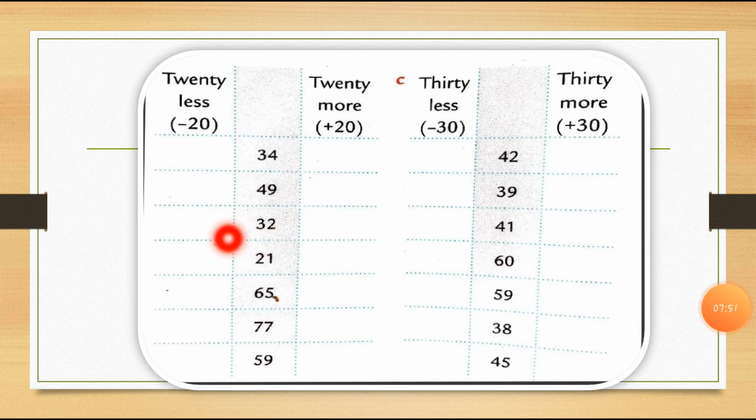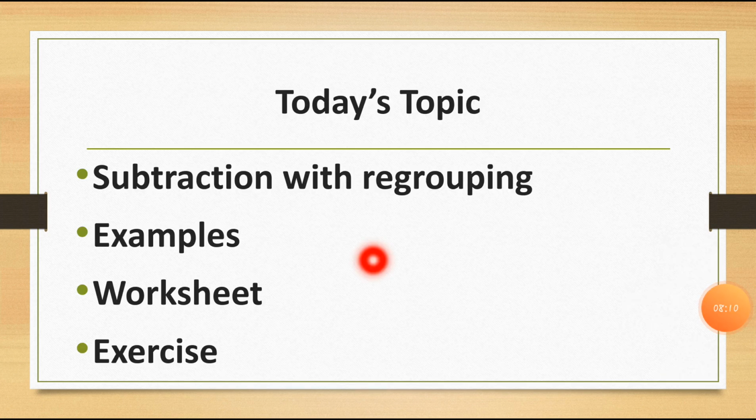This exercise I hope you also completed in your book, in the fair book, and this is the exercise of less than 20 and greater than 30. So this exercise we completed in the fair book and in the topic also. So let's start today's topic, which is subtraction with regrouping. We will understand this topic with an example. We'll solve the worksheets and also the exercise.